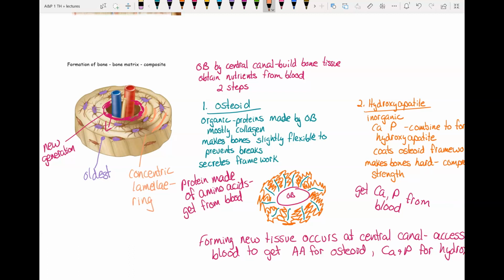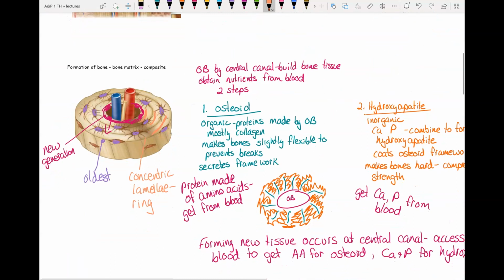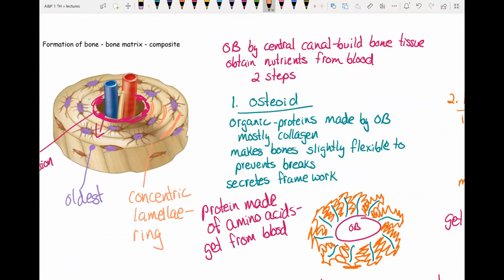Another feature is that through the concentric lamellae, you have little tunnels called canaliculi. So you can kind of see here all these little extensions like this. You have tunnels that connect these. So like these two are connected to each other by a tunnel, right? They're connected to their neighbors by tunnels.